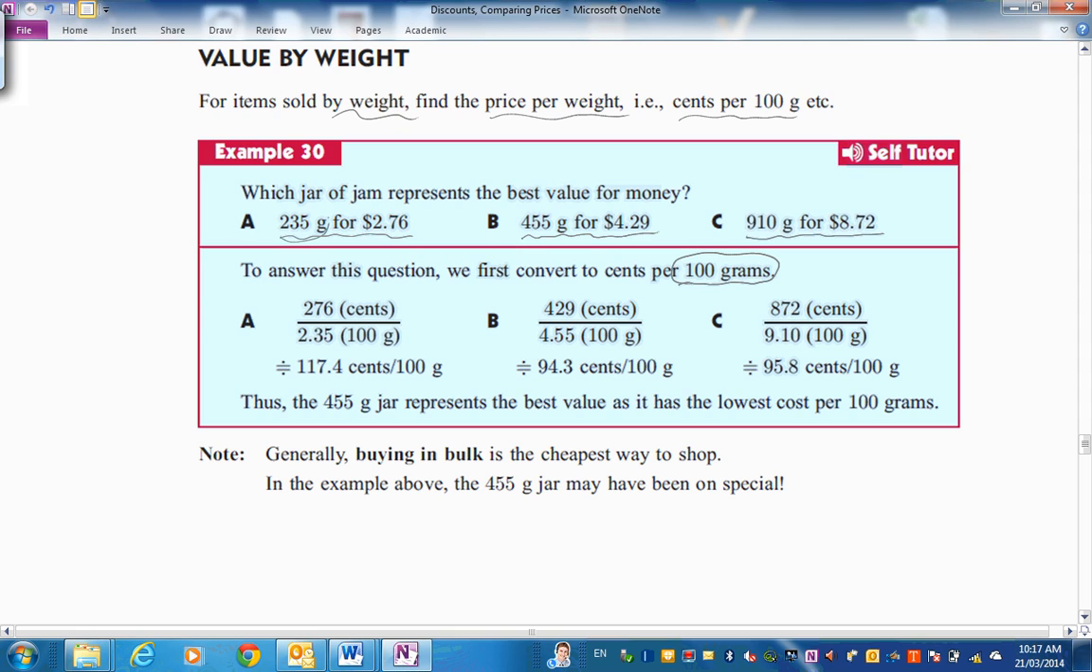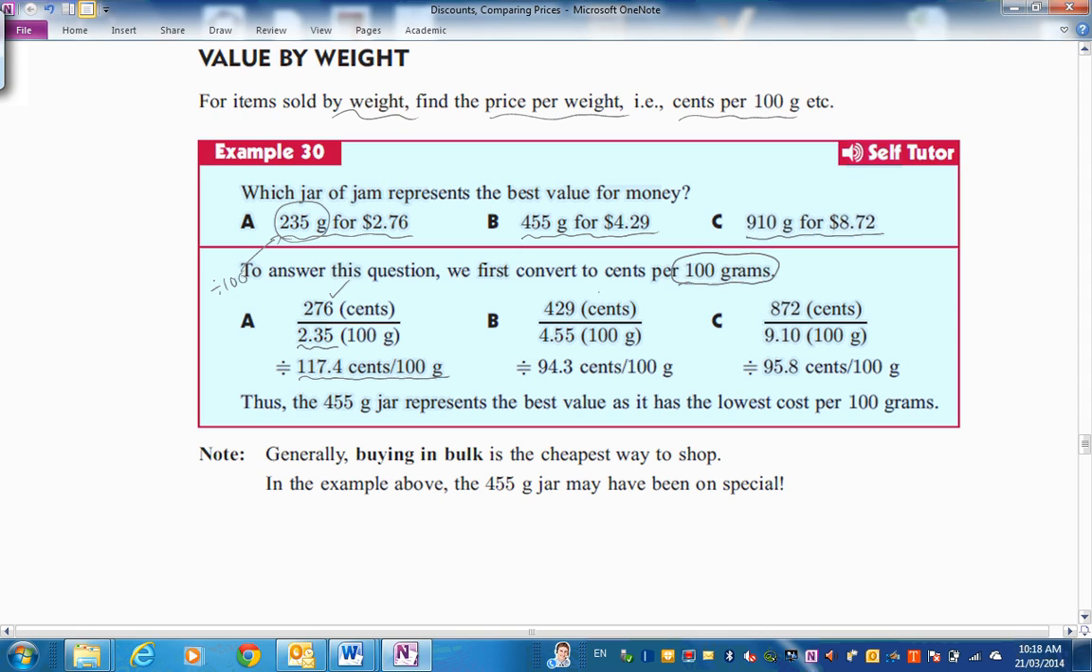So 235 grams is how many 100 grams? We'll divide by 100. Find how many hundreds there are in 235. So there's 2.35 hundreds in 235. So you're paying $2.76 or 276 cents. Divide by 2.35, you're paying 117.4 cents per 100 gram, or $1.17.